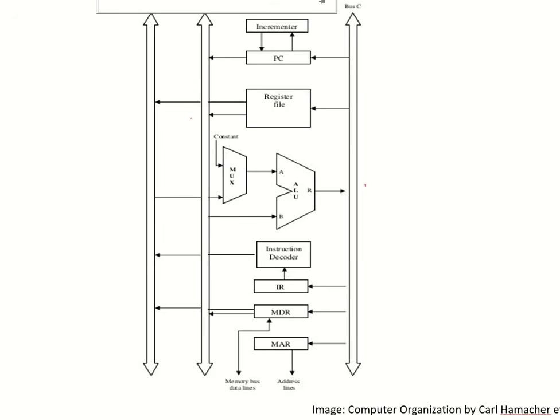Let us take a look at a multiple bus organization. Here, as you can see, there are three buses which are within the processor chip. There is a register file which has two output ports. That means two registers can be accessed simultaneously and their contents can be placed on bus A and bus B.